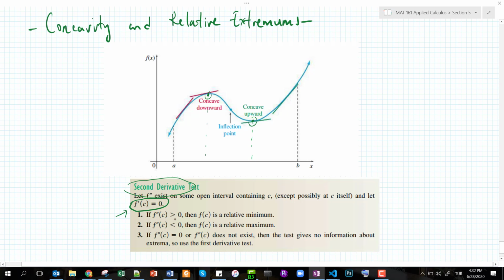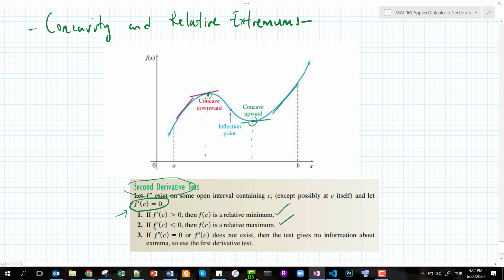If I have the second derivative bigger than 0, I know that I have the concave upward type of graph. So if I combine this with the critical points, I'm just going to have the relative minimum. And if I do the other way around, look here: if I have the second derivative less than 0, and I also have the critical points, that's how I'm going to have the relative maximum.